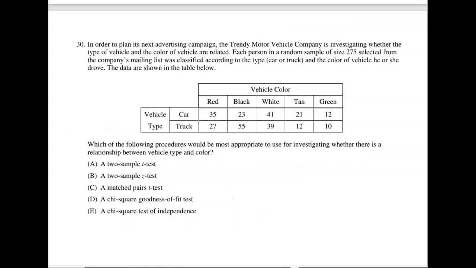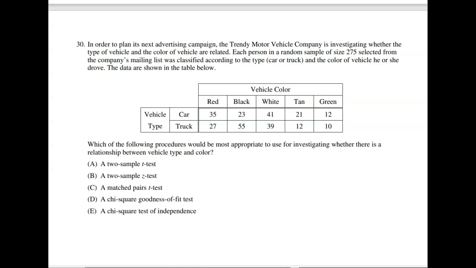For 30, in order to plan its next advertising campaign, the Trendy Motor Vehicle Company is investigating whether the type of vehicle and the color of vehicle are related. Each person in a random sample of size 275 selected from the company's mailing list was classified according to the type, car or truck, and the color of the vehicle he or she drove. The data are shown in the table below. So we have vehicle color and vehicle type. Which of the following procedures would be most appropriate for investigating whether there is a relationship between vehicle type and color? For this one, it is going to be a chi-squared test of independence.